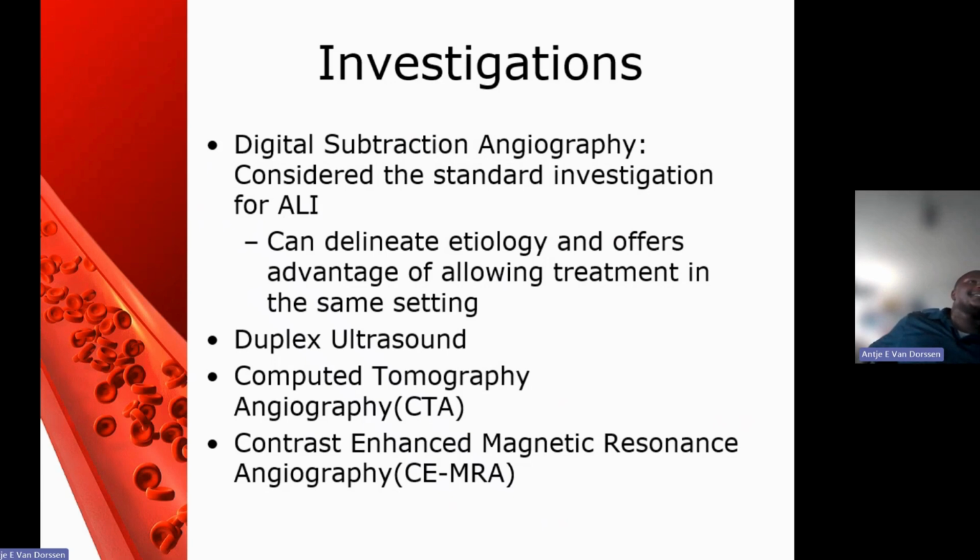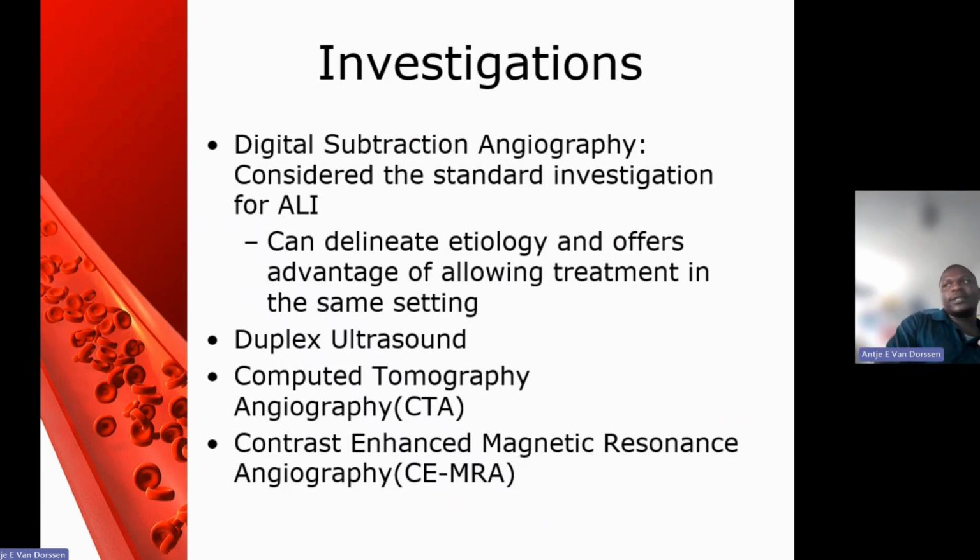So they said that digital subtraction angiography was considered the standard of investigation for acute limb ischemia. This was something that was interesting for me. They say the reason is that you can delineate the etiology, but it also gives you the advantage of allowing treatment in the same setting. Of course, you can also perform duplex ultrasound, CT angiography, and contrast-enhanced magnetic resonance angiography.